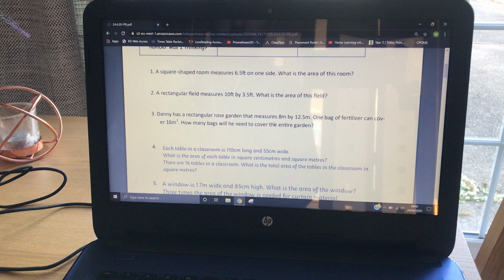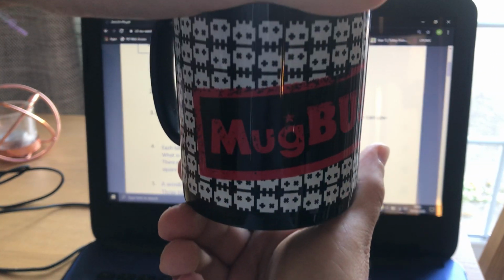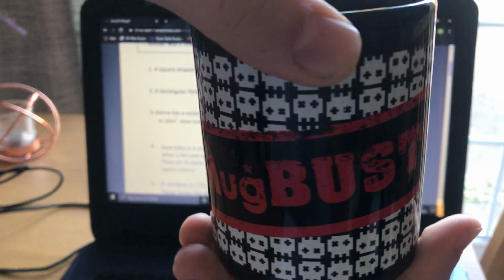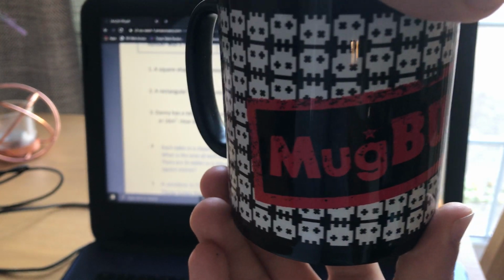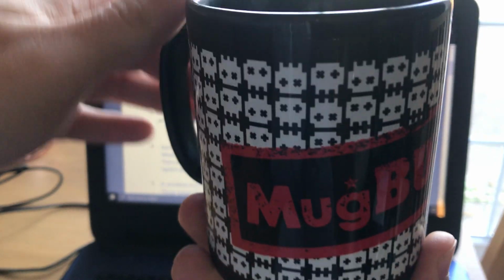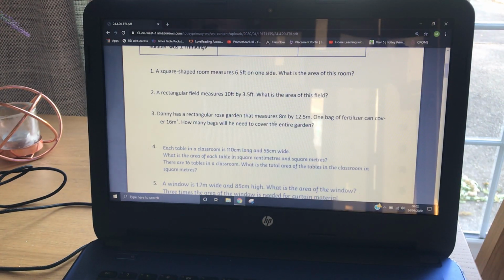Oh, I've not shown you my mug. I've shown you my mugs before, haven't I? This is my mug, busted mug. A couple of years ago, I went to go see McBusted live, a combination of McFly and Busted, and I purchased a mug. It's quite a nice one. It's not a bad one.